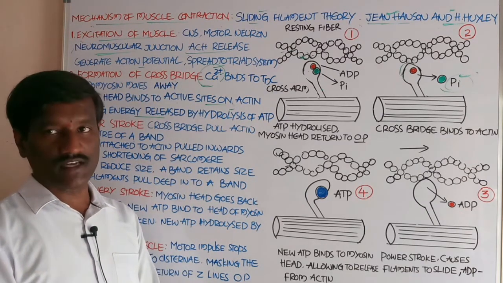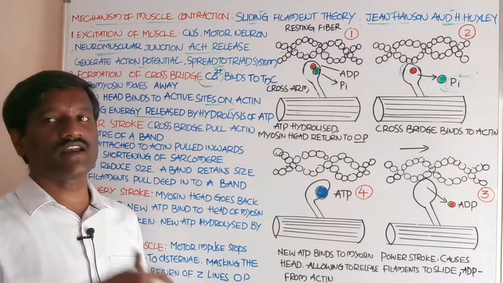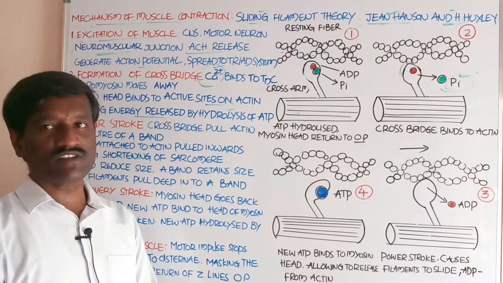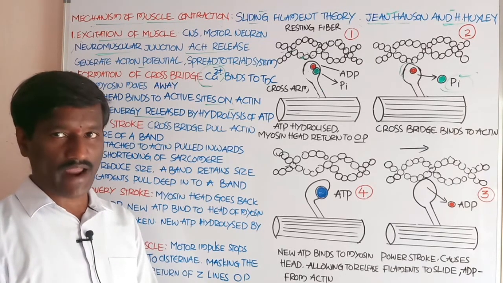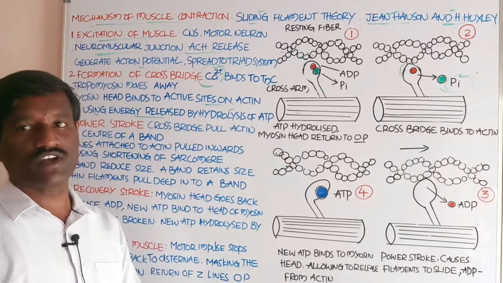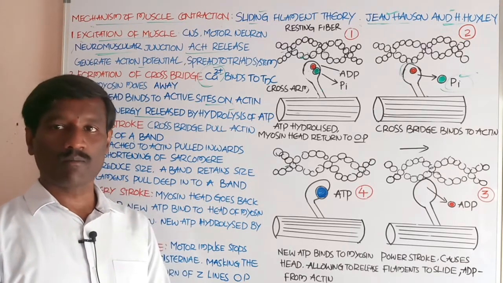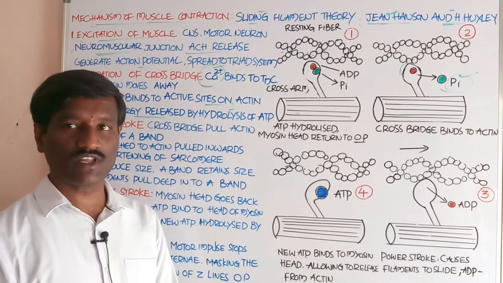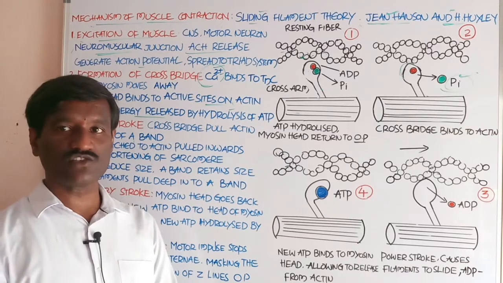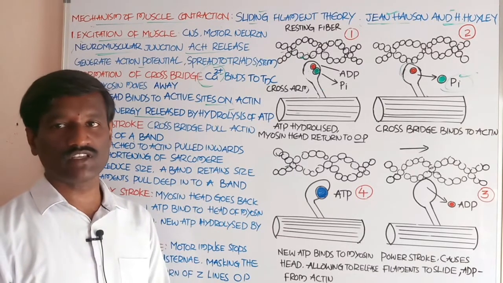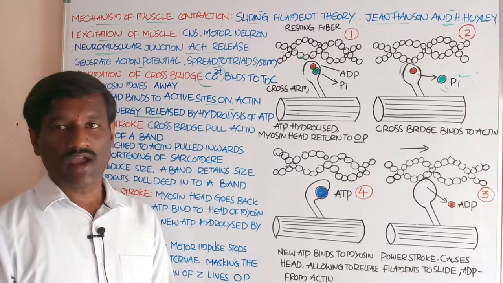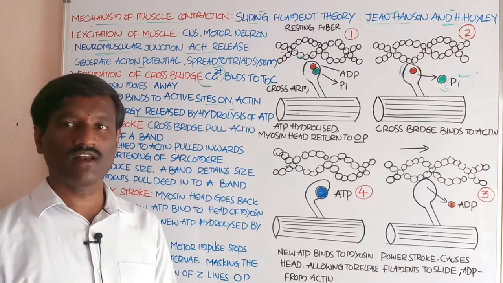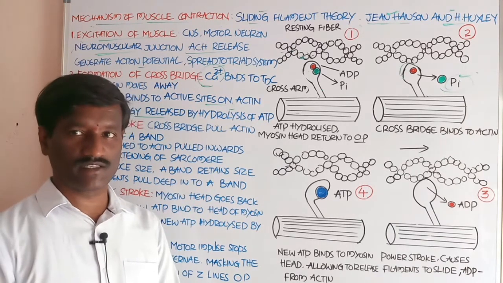When the acetylcholine is released, it generates the action potential in the sarcolemma, and from the sarcolemma it spreads to the triad system. Already you know the triad system is the complex arrangement present in the muscle fiber, which is formed by the T-tubule with the cisterna of the sarcoplasmic reticulum located on either side, and the action potential is spread to the triad system.